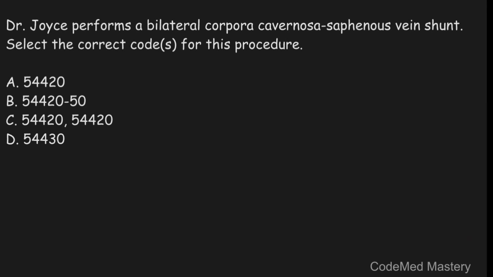Dr. Joyce performs a bilateral corpora cavernosa saphenous vein shunt. Select the correct code for this procedure. You can also solve this question by using the elimination method, that is, before reading the question, we'll check the options. In options A, B, C and D, they have mentioned 54420 and 54430. Let us check these two codes.